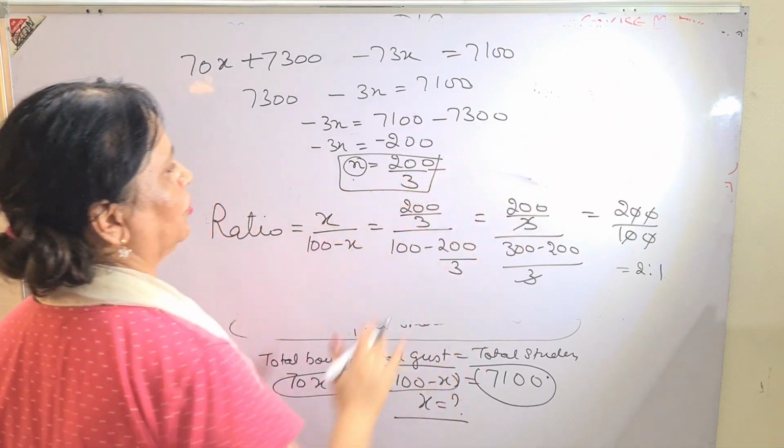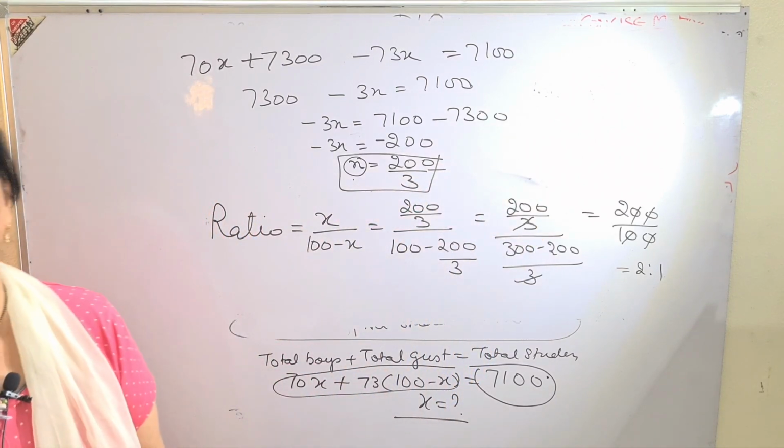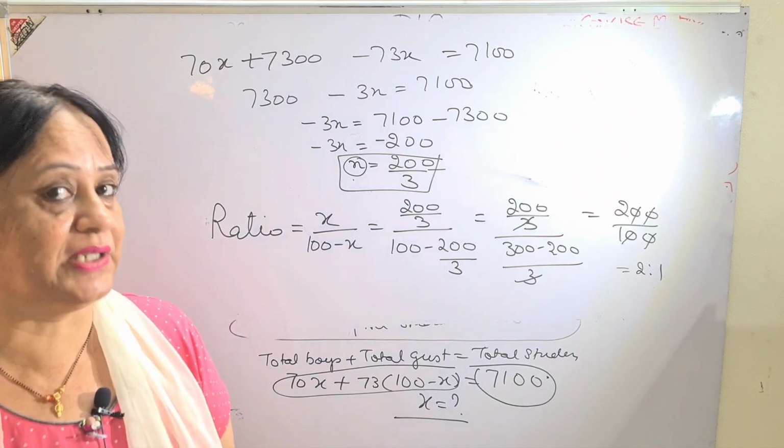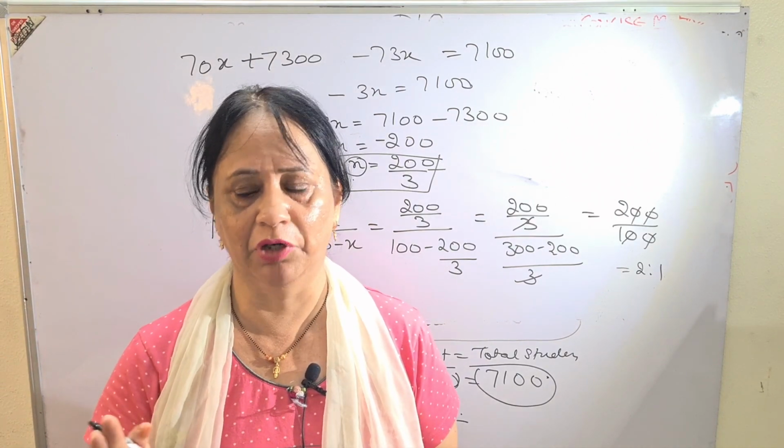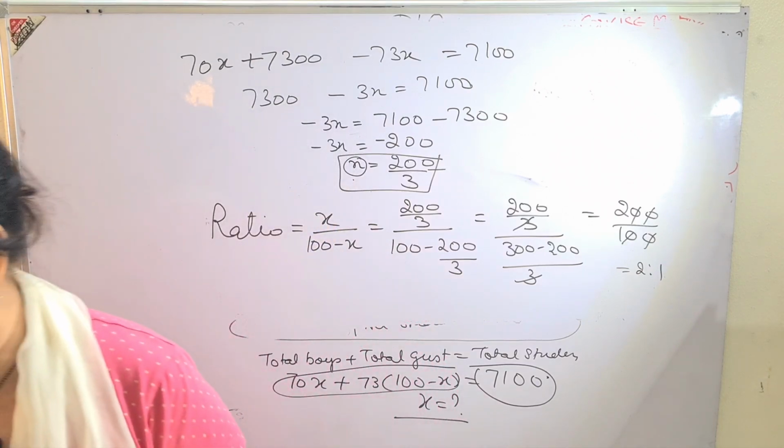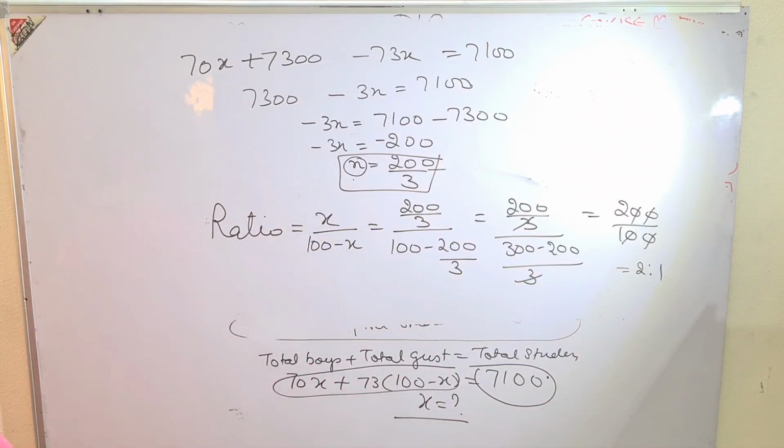So read the question, what they have asked. They have asked you the ratio of boys and girls, and not the total of boys and girls. So be careful about it. Okay. Then coming to question number 15. This is very, very easy.